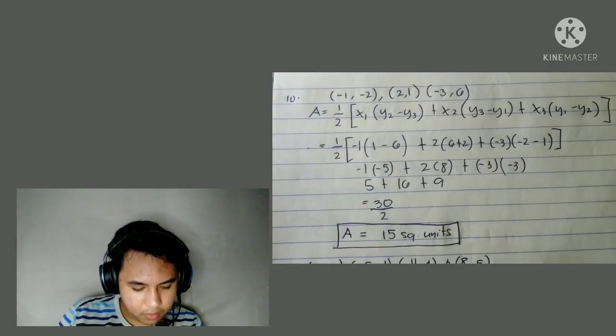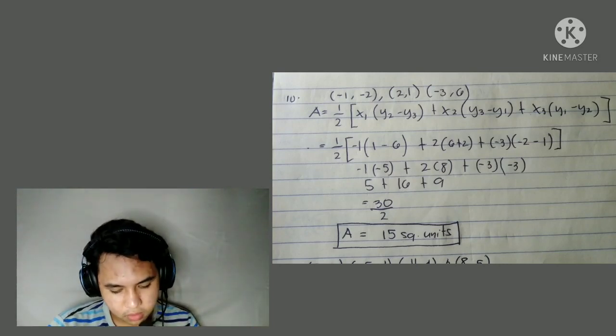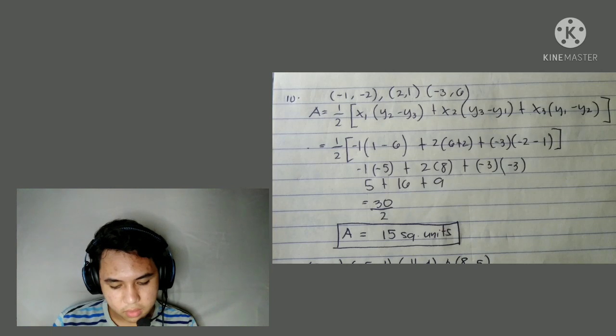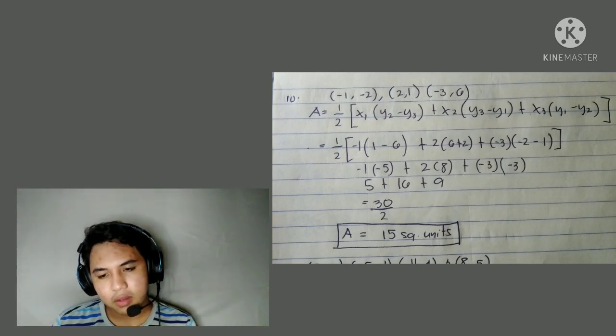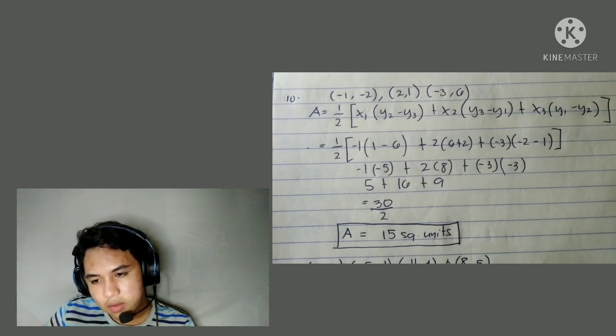For number 10, we will show that the points (-1, -2), (2, 1), and (3, 6) are vertices of a right triangle. We're asked to find the area. In this problem, we can use the formula for the area of a triangle, which is equal to 1/2 times the quantity x sub 1 times (y sub 2 minus y sub 3) plus x sub 2 times (y sub 3 minus y sub 1) plus x sub 3 times (y sub 1 minus y sub 2).